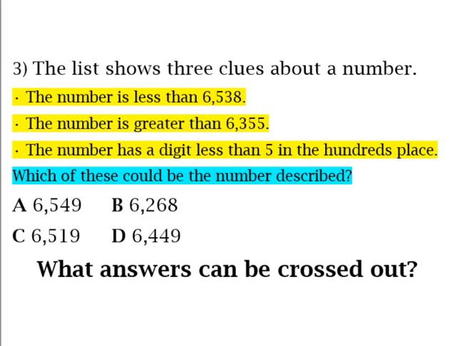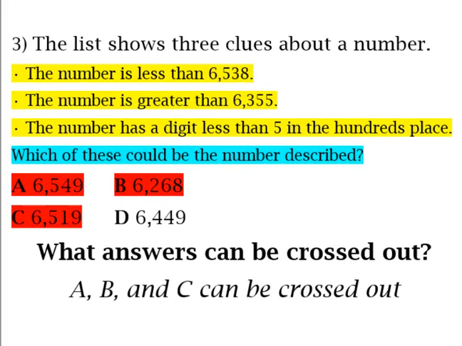Let's see if you were able to cross out any of those answer choices. If you said you could cross out A, B, and C, you are correct. So let's take a look. For clue number 1, the number is less than 6,538. Well, all of the answer choices are except A. A is greater than that. So that is how we were able to cross out A, because actually A is greater than 6,538. So we crossed that one out.